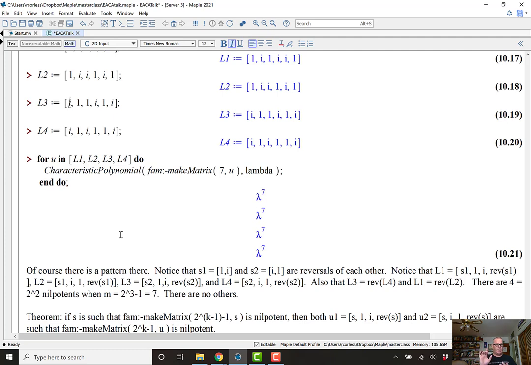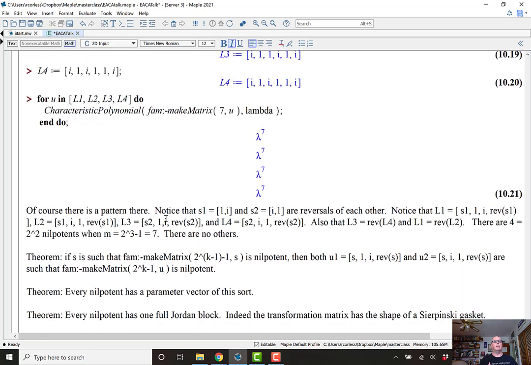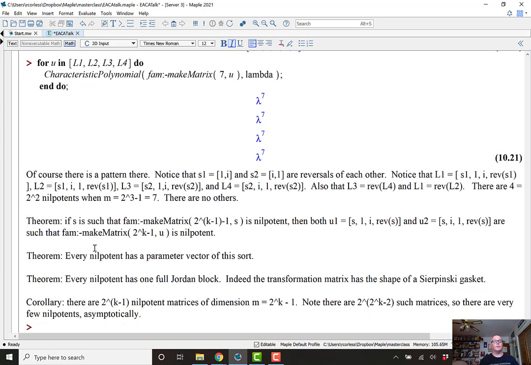You take that same sequence, you put 1 and I, and then you reverse the sequence. And you take that same sequence and you do I and 1, and you reverse that sequence. So for each one at the previous level, you get 2 at this level. So that means the number of nilpotent matrices is going to double every time. And there it goes. So that is not too hard to prove, that these patterns always work. You have this recursive structure, and the proof is actually fairly straightforward.